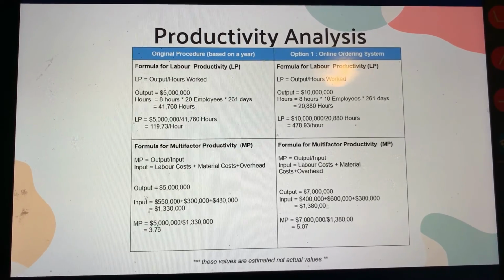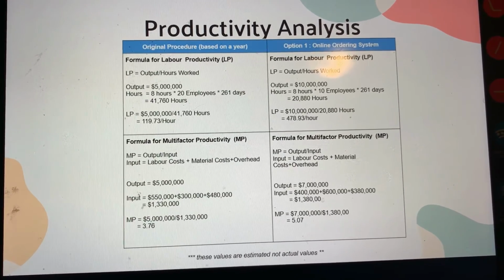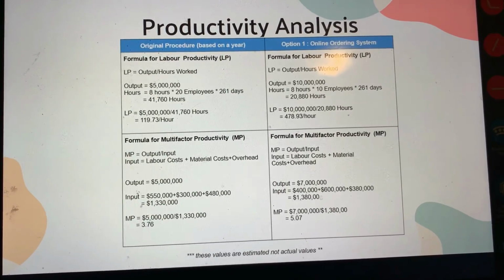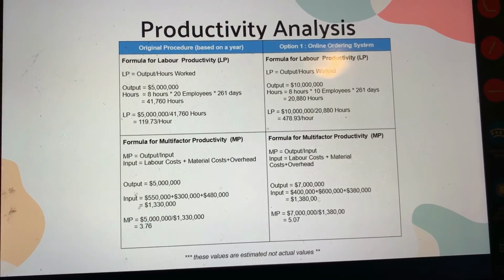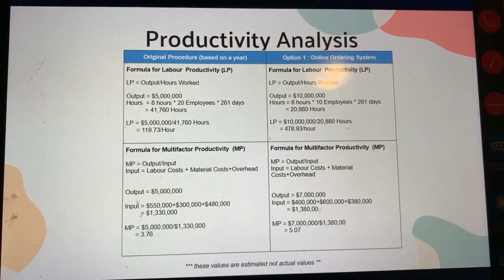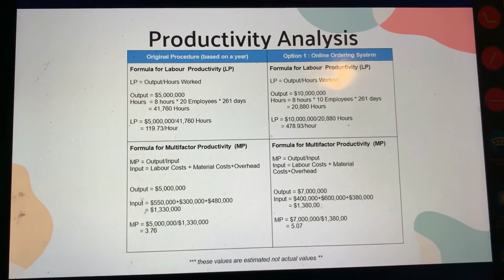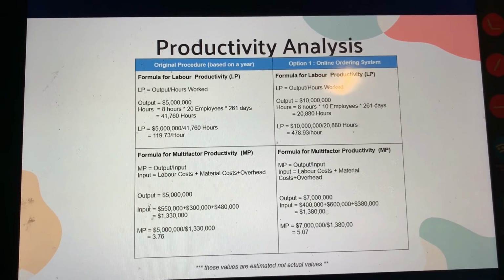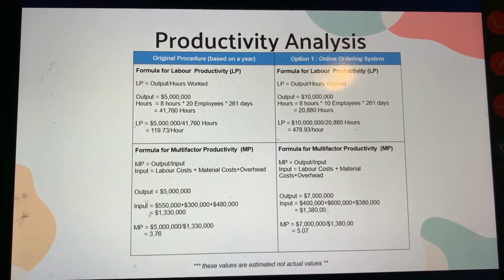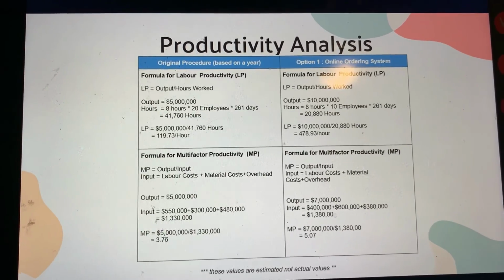Lastly, you can see on the screen we did a productivity analysis with our original procedure and our online ordering system, because that will be the only one that has labor in mind. As you can see, the labor productivity increased from 119.73 to 478.93 per hour, which is an amazing increase. You can also see that in the MP, which increased from 3.76 to 5.07, which shows that taking this online ordering system will definitely be beneficial when using a productivity lens.